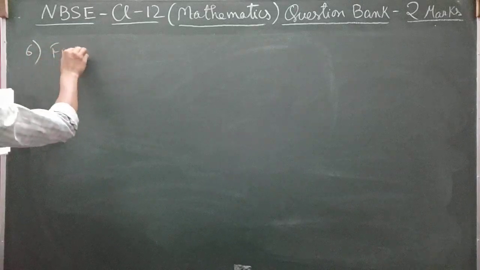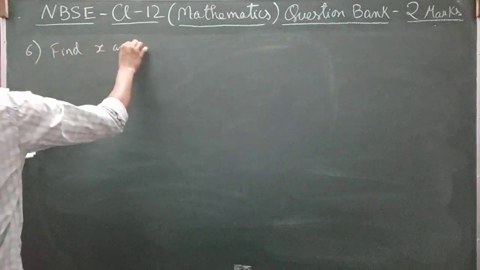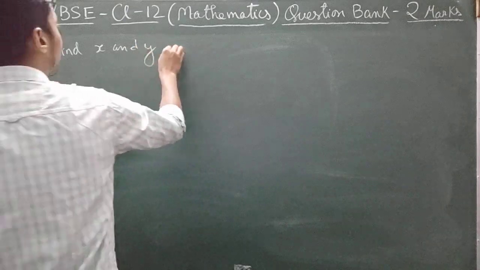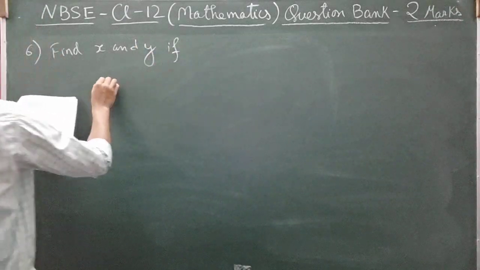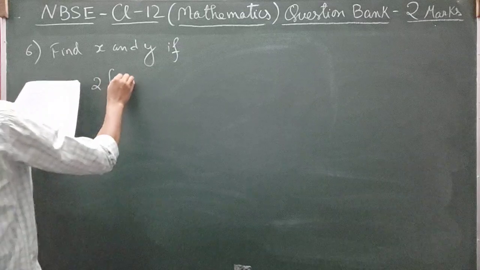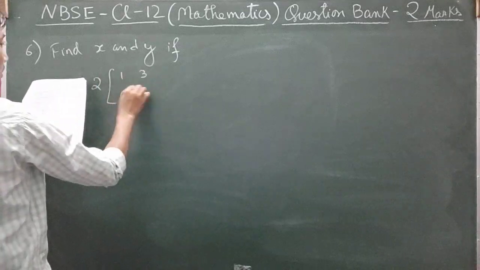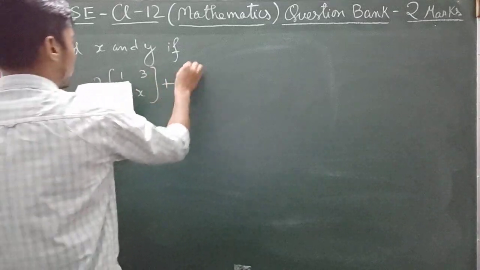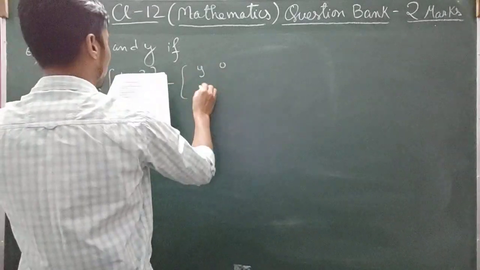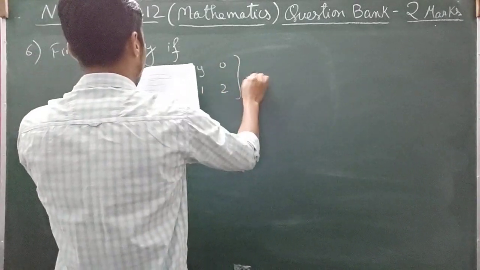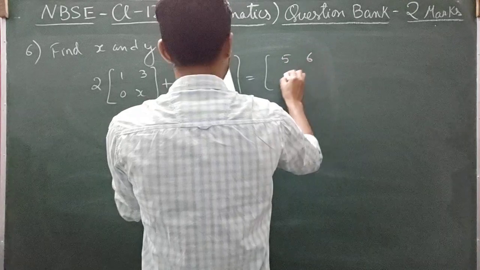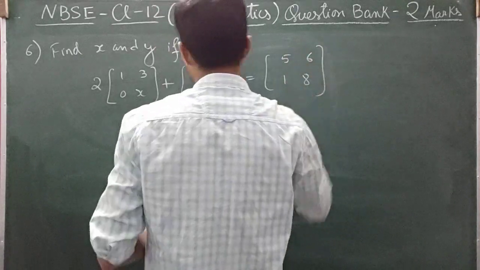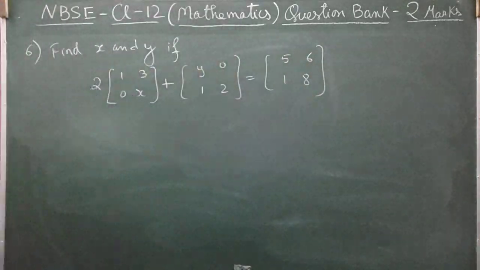Question number 6 again. Find, this is again from matrices, equality of matrices. Find x and y if, I'll just write here, 2 times the matrix 1, 3, 0, x, plus the matrix y, 0, 1, 2 is equal to 5, 6, 1, 8. So these are all equal matrices, comparable matrices, of course.